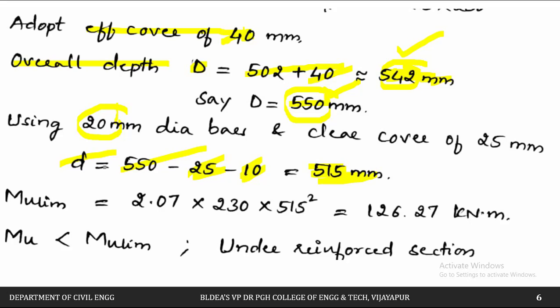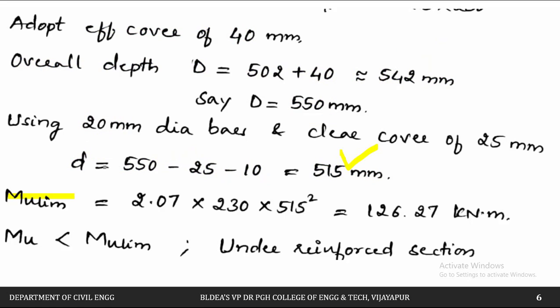Based on this effective depth, if you calculate the limiting moment, that is 0.138 fck bd square, you will get the answer as 126.27. Or another thing we had seen, that is Qlim into bd square. If you simplify that also, you will get this itself. This value we had also shown in the table. Otherwise you can use 0.138 fck bd square, so you will get the limiting value as 126.27 kilonewton meter. Our moment is less than the limiting moment, therefore our section is an under-reinforced section.